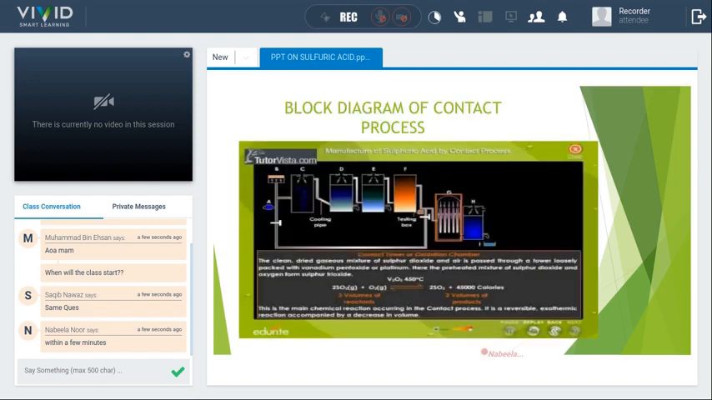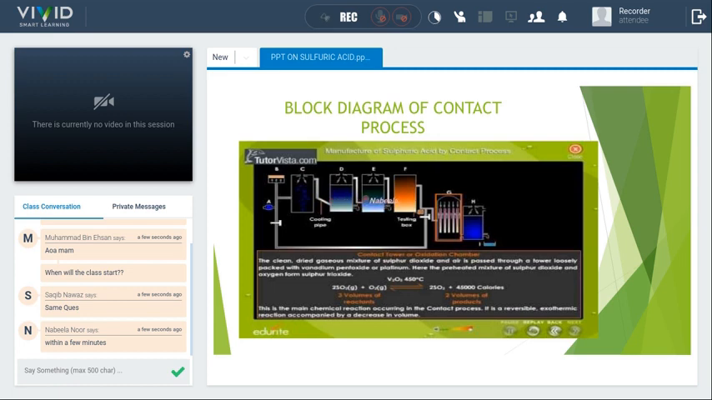So this is the block diagram of the contact process. You can see here the chambers where sulfur and oxygen are burnt and how they are being converted. So you can see here how sulfuric acid is produced. First of all, the sulfur and oxygen gases are introduced and sulfur dioxide gas is formed. Sulfur dioxide is oxidized to form sulfur trioxide.